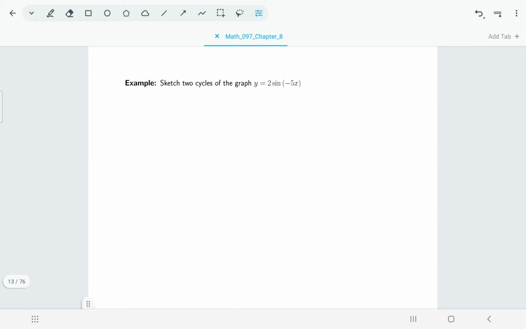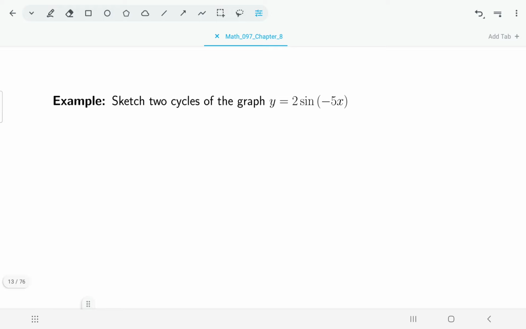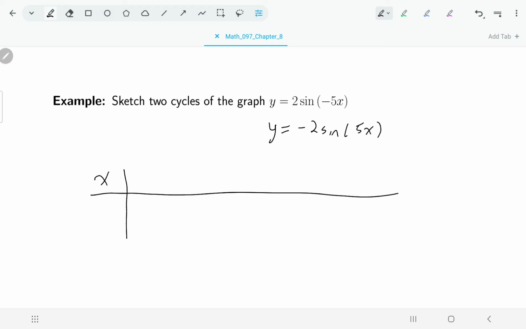So my plan here, I want to sketch 2 cycles of y equals 2 sine of negative 5x. And of course, first thing I'm going to do, I'm going to use that odd property that we had for sine. Sine is odd, which means that negative can come out in front. So I could really say that it's negative 2 sine of 5x. And so now I'm going to start off with my basic 5 points. And for sine, or for cosine, the x values that we start with are 0, pi over 2, pi, 3 pi over 2, and 2 pi.